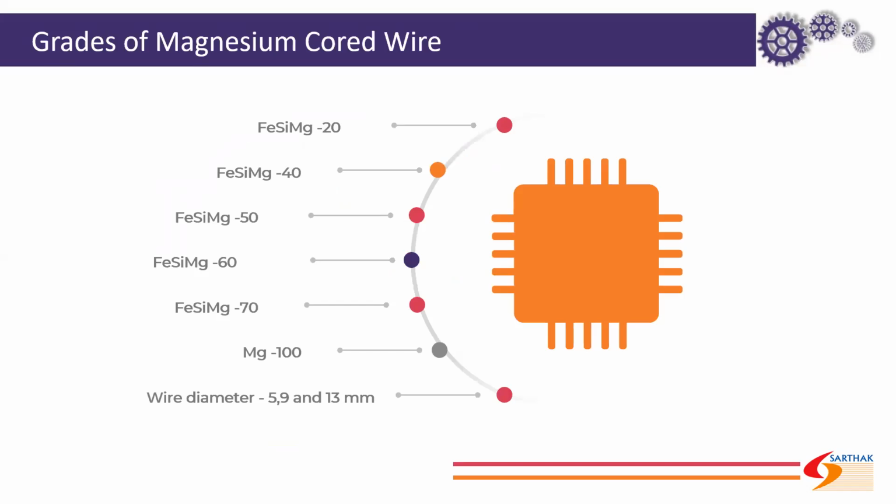Many grades of magnesium cored wire are available: ferrosilicon magnesium 20%, 40%, 50%, up to 100%. Actually, we are now working with only 3 to 4 grades: 20, 25, 40, 50. We use higher MG where the bath sulfur range is higher. Also, some people use rusty scrap, so their requirement of magnesium and calcium is higher, and we use higher magnesium content ferrosilicon magnesium cored wire. Wire diameter comes in 5, 9, and 13 mm.